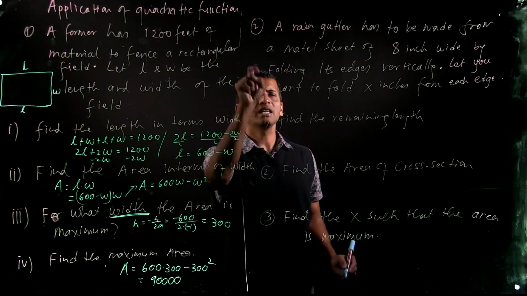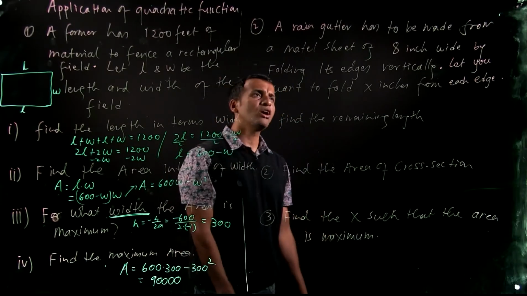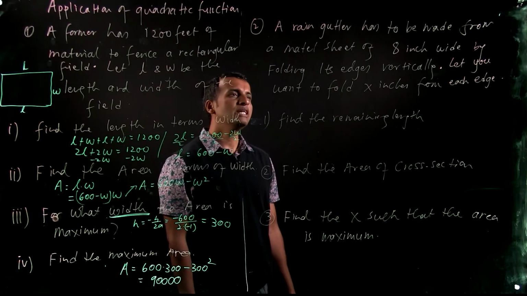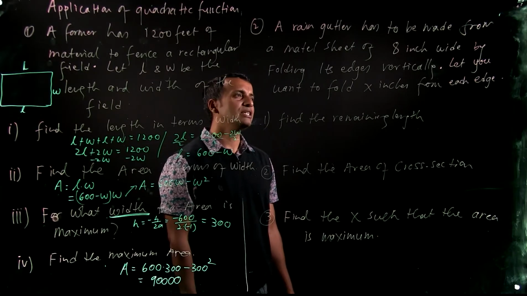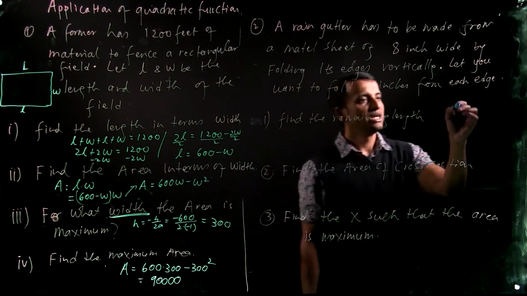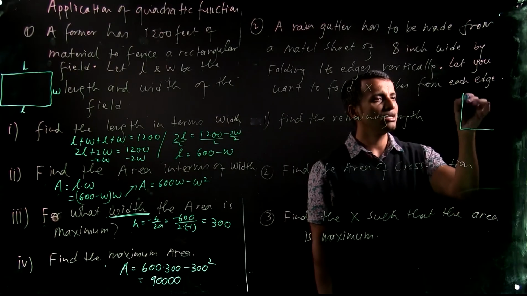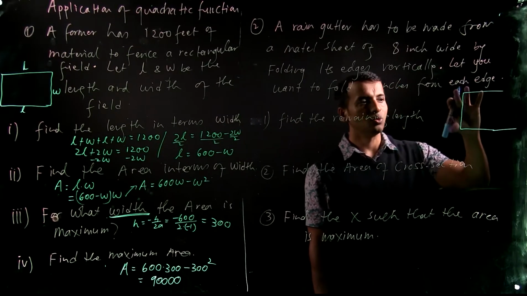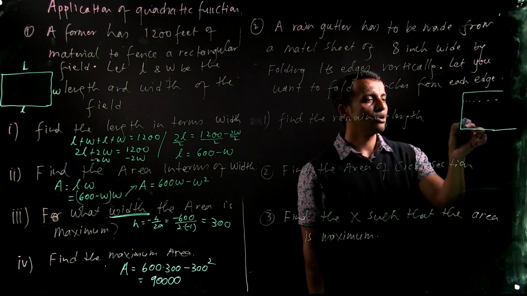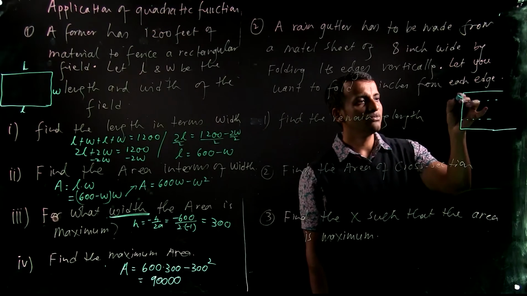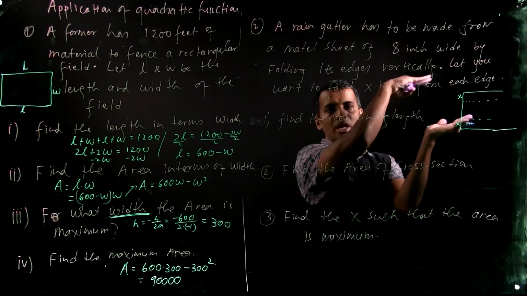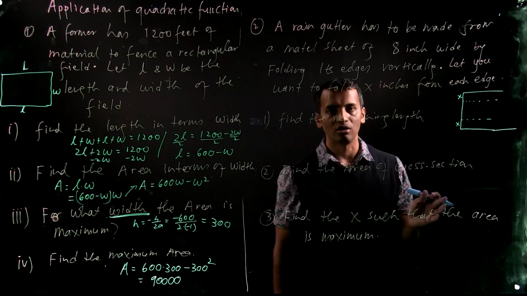This is one example. In the next example, a rain garden has to be made from a metal sheet 8 inches wide by folding its edges vertically, x inches from each edge. What does that mean? There is a metal sheet 8 inches wide, and you want to fold it from its edges. You fold x inches from each edge and raise it vertically so that it will be a gutter.